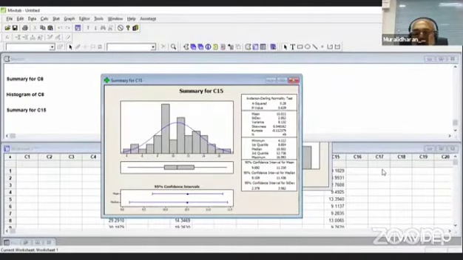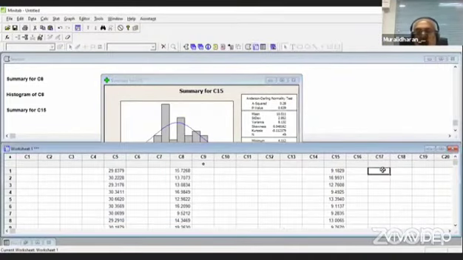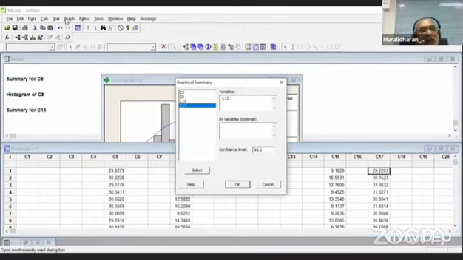Okay, let me put it somewhere here. Copy, paste it. I will go back to the... Okay, so this is the last dialog box I called. I don't have to go every time to Graph, select Histogram, etc. Here is the dialog box.